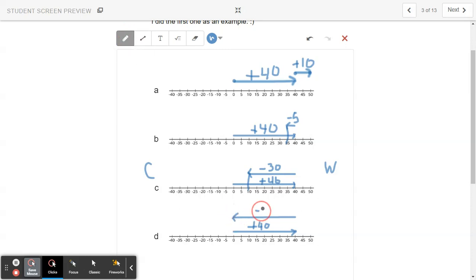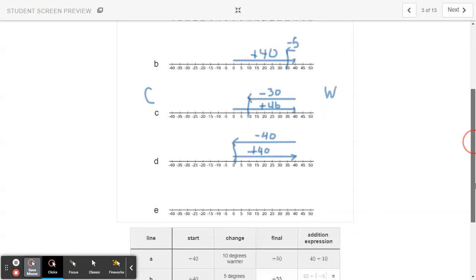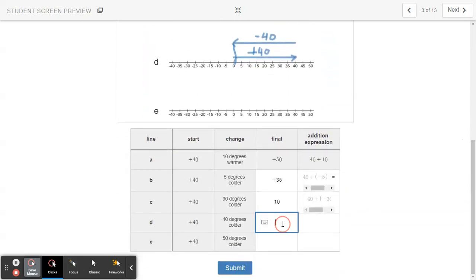And I know this stands for -40. And my ending temperature is 0. It's the same that I started at. So my final was 0. My addition statement is going to look like 40 plus, and then it got colder, so it's -40. And I know the answer is 0.